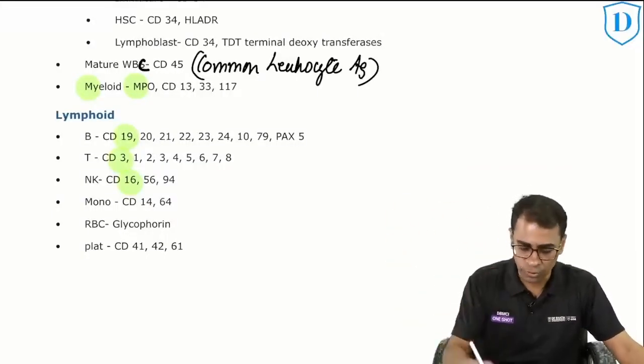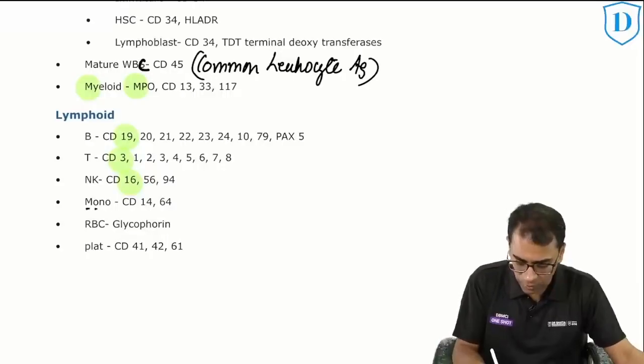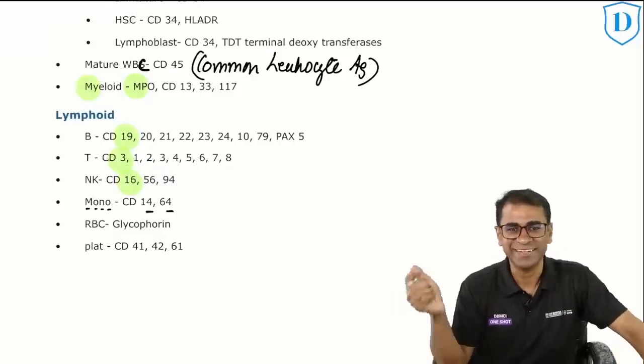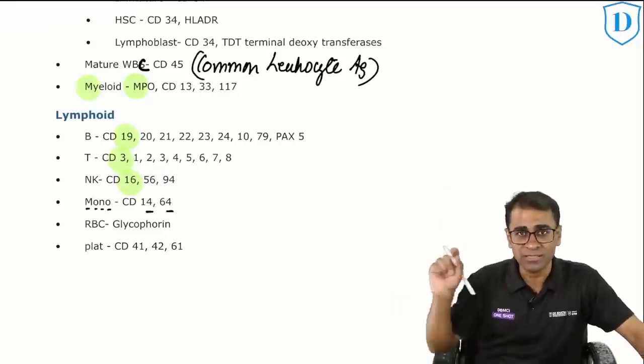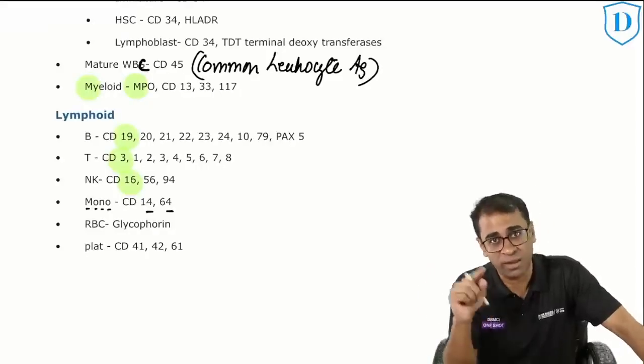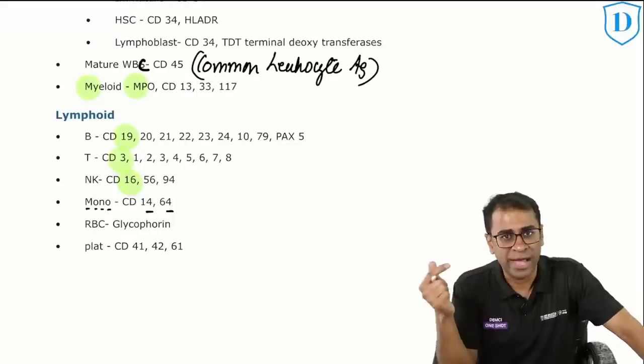The marker for monocytes is very simple to remember. How to remember the monocyte marker? Look, mono is a four-letter word, and both the markers end with 4. 14 and 64. So easy, right? Okay. The marker for RBC is glycophorin. The same marker also goes for erythroblasts. And the marker for platelets is CD41, 42 and 61.